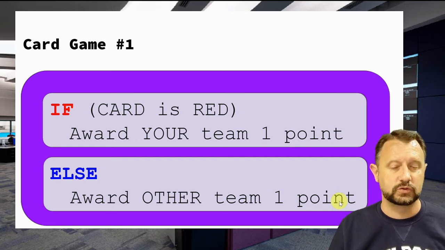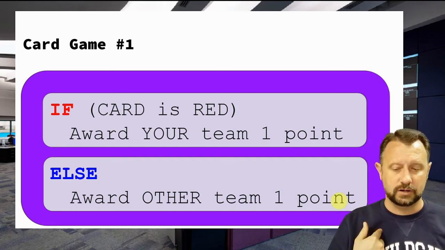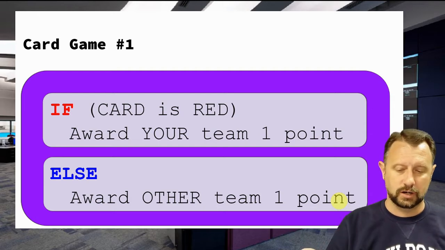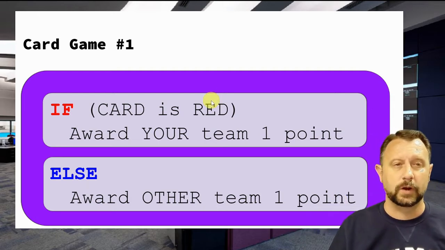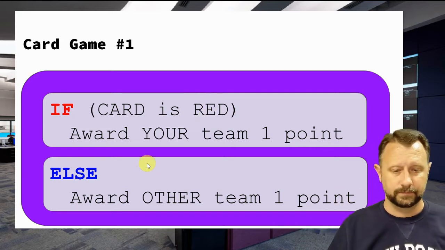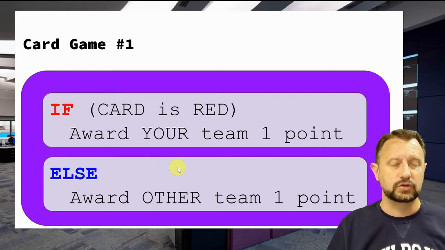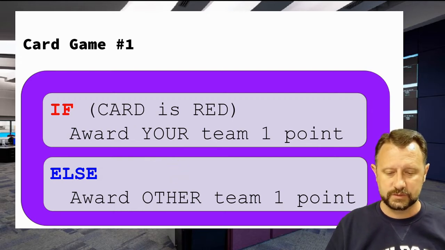Now, that means whoever draws the card. So we're going to take turns drawing, you and me. I draw a card, you draw a card. I draw a card, you draw a card. And in doing that, we will then see who scores a point. If I draw the card and the card is red, then I get the point. If it's not red, then you get the point. So if you draw red, you get a point. Otherwise, the other team gets a point. Let's see how this works.